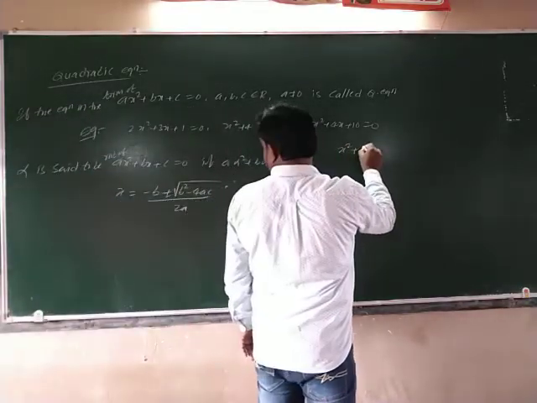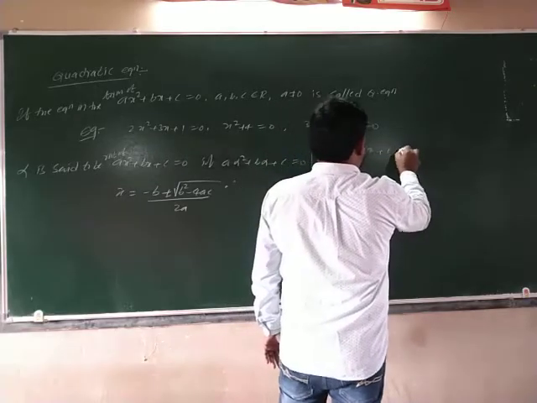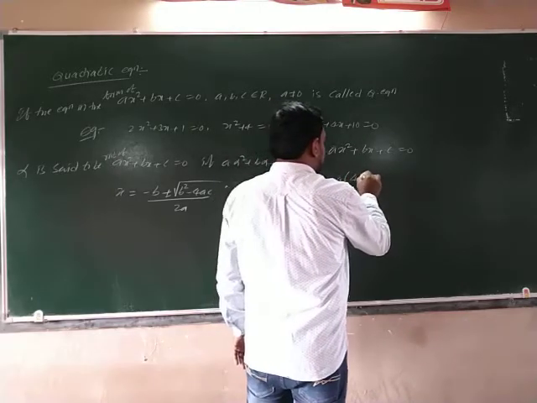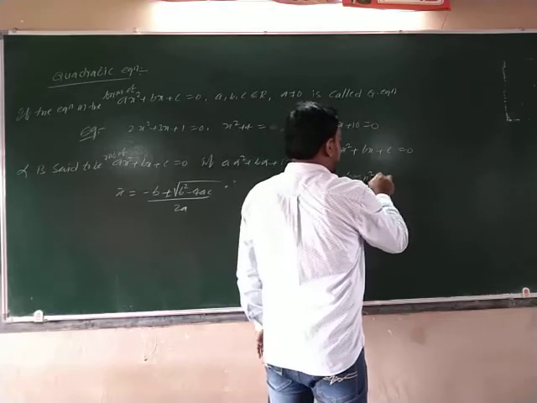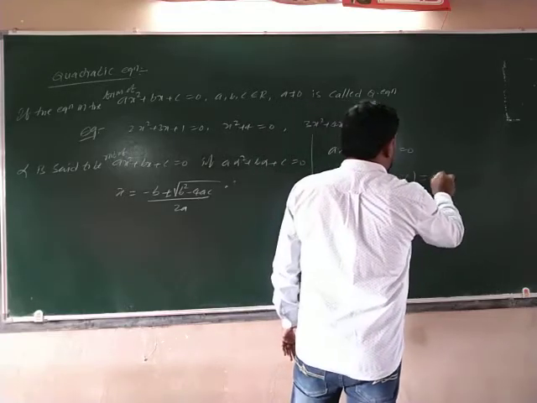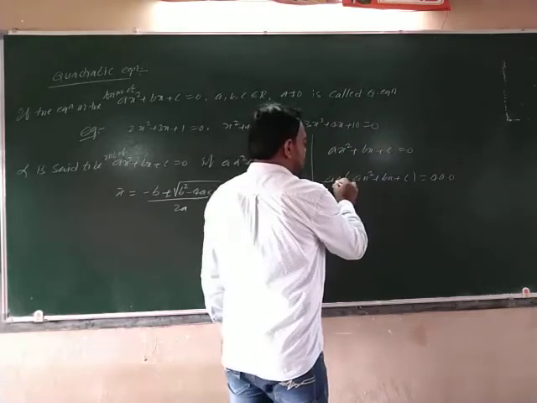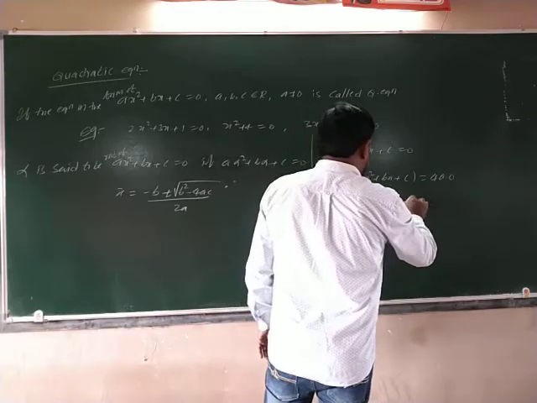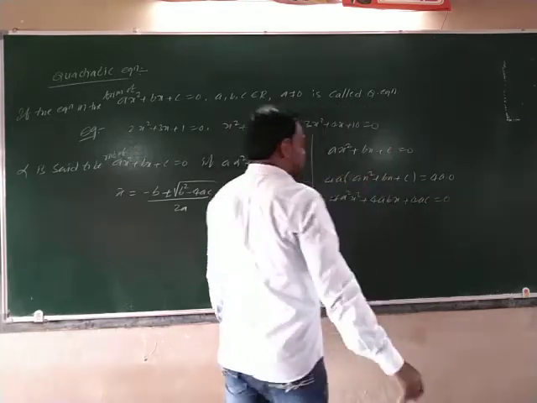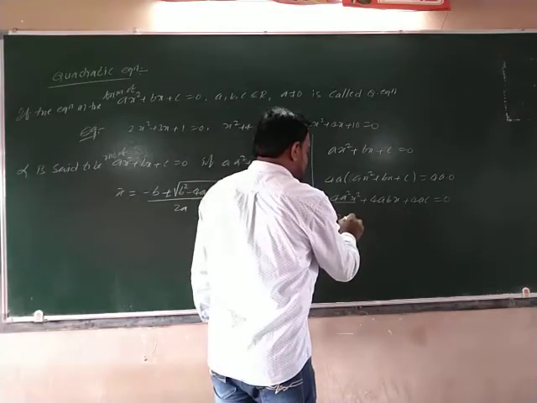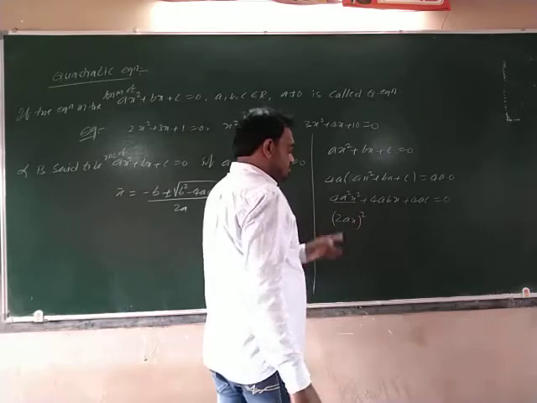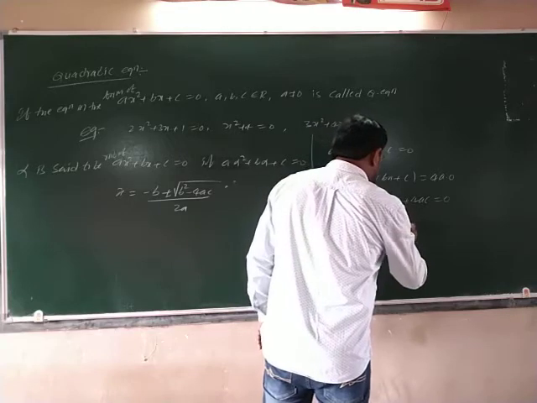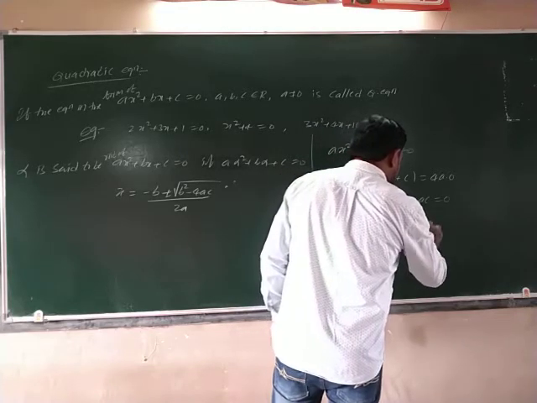We have the equation ax square plus bx plus c equal to 0. Multiply both sides by 4a. Then 4a into ax square plus bx plus c equals 4a into 0. This is 4a square x square plus 4abx plus 4ac equal to 0. Now 4a square x square is equal to 2ax whole square, and then plus 2 into 2ax into b.